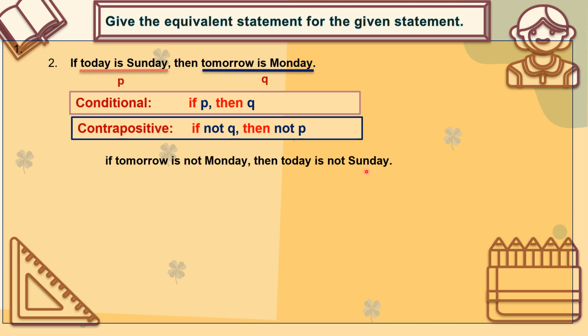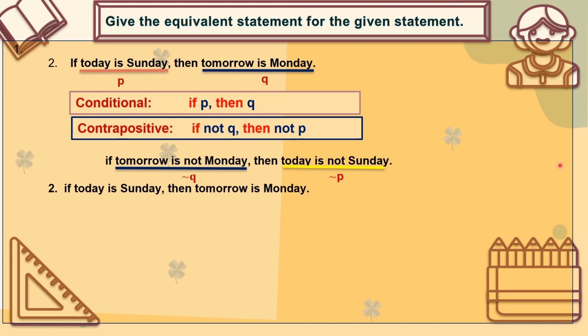Nakanegate na rin. So, ang ating conclusion, tomorrow is not Monday. So, naka-not Q na siya. Tapos, ano naman ang ating hypothesis? Today is not Sunday. So, ito po ay not P. Naka-negate na rin. Next. What if ginawa ko tong statement na to as converse naman?